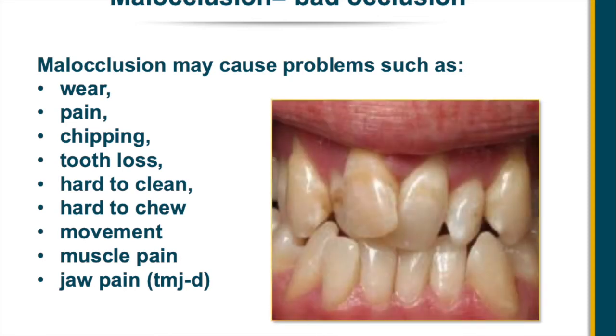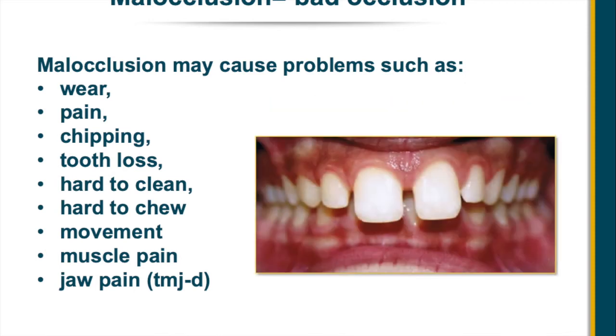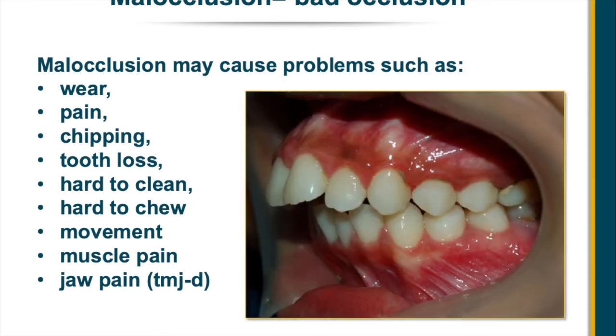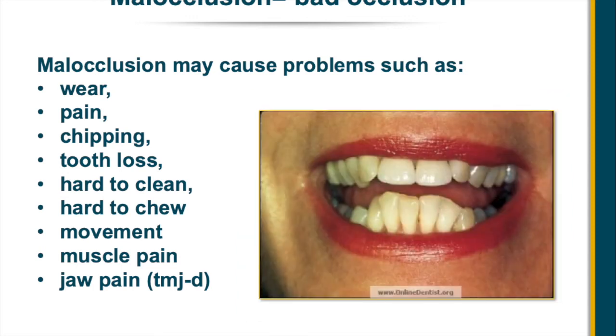Here is a patient that has severe malocclusion. You can see the teeth are crossed over each other in all different ways. Makes it really hard for this person to clean or chew or move around. This would be another example of malocclusion. The top front teeth are way too far out in front of the bottom front teeth. This is a side view of that same case. You can see how the front teeth are way out in front. So imagine this person trying to bite off a sandwich or something like that.